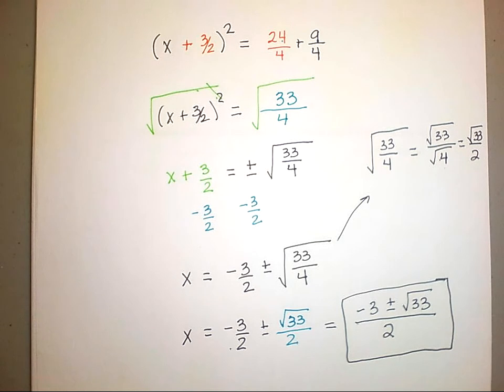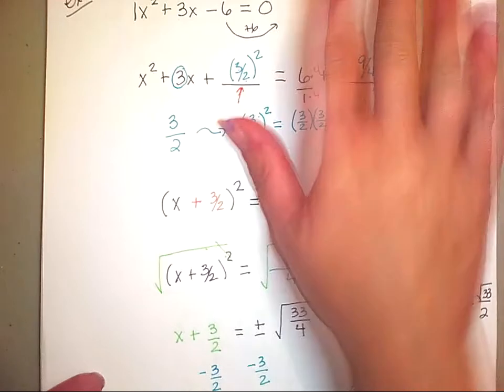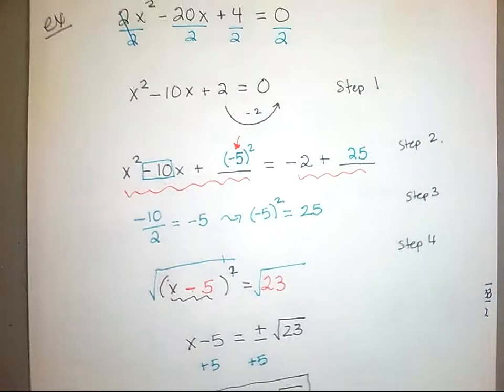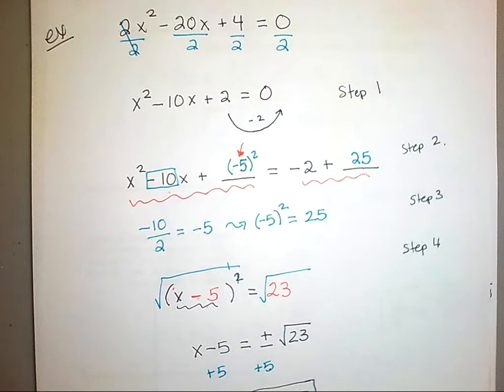Okay, so doing it with fractions is a little bit more difficult, but nothing we can't handle. Okay, so refer back to this anytime you have one where b is not even. Okay? If b is even, refer to the first example here. Okay? Otherwise, the process is the same.